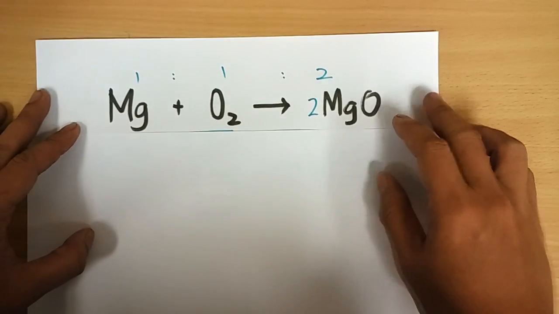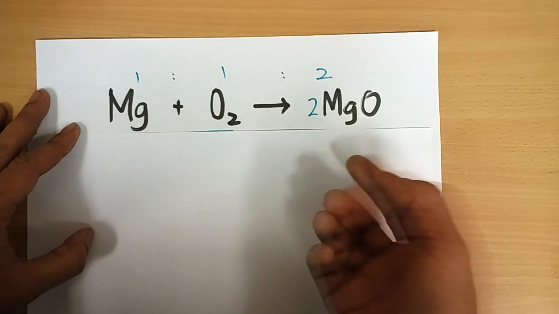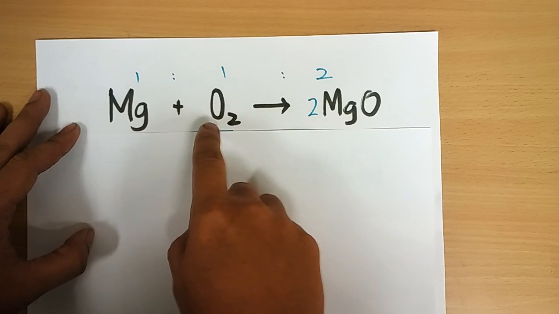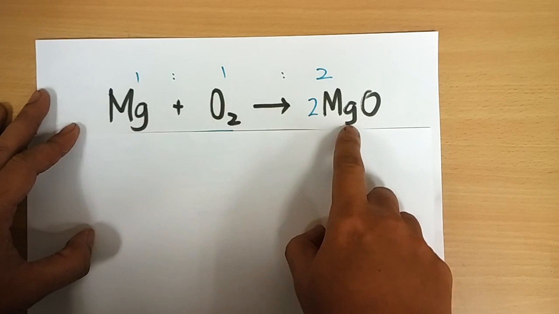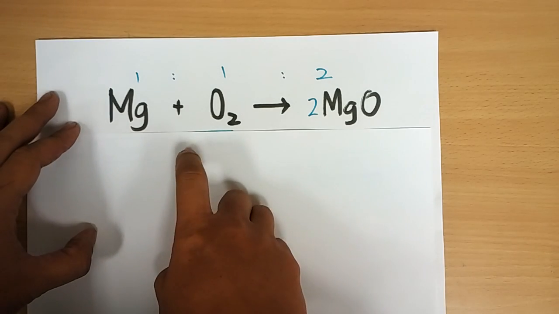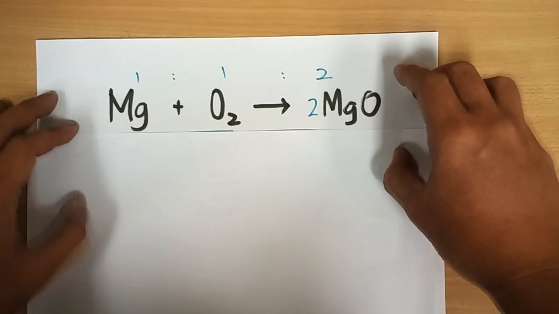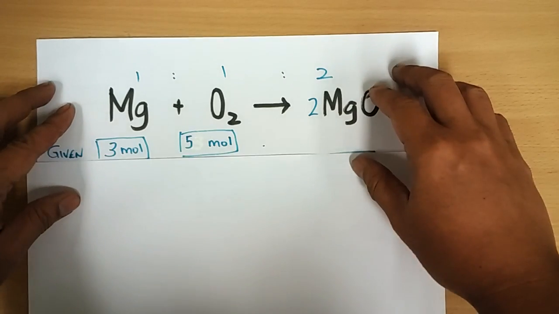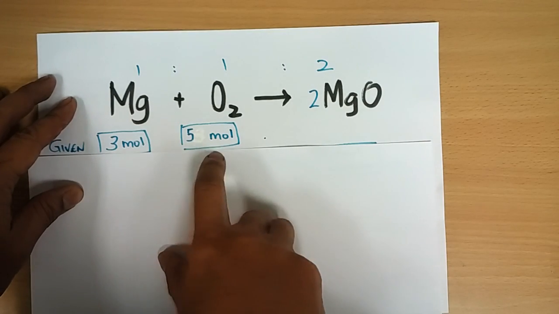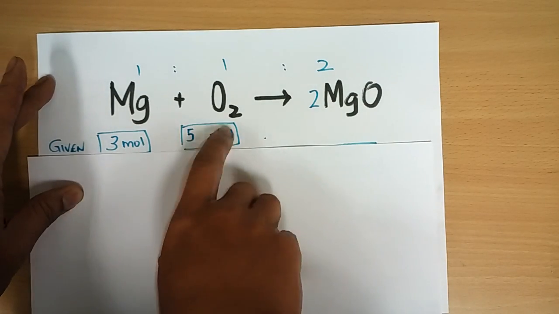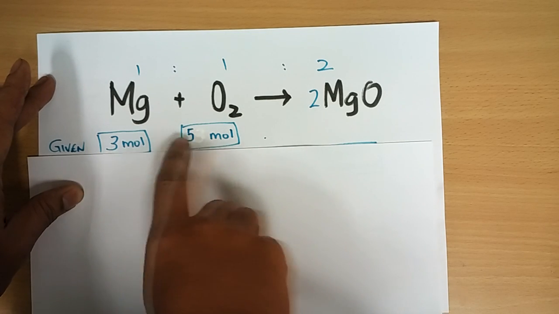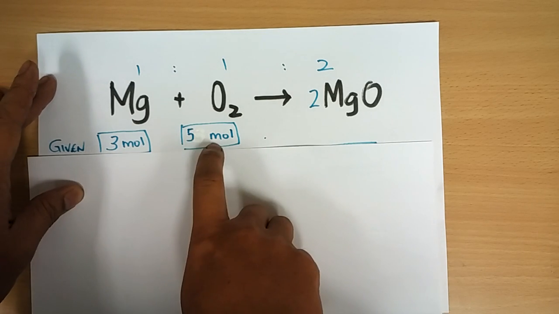So now we're going to use an example to explain limiting reagent. This is the oxidation of magnesium to form magnesium oxide. So the equation is balanced. Let's start. We are given 3 moles of magnesium and 5 moles of oxygen that have reacted. This is what is given in the question, 3 moles and 5 moles.